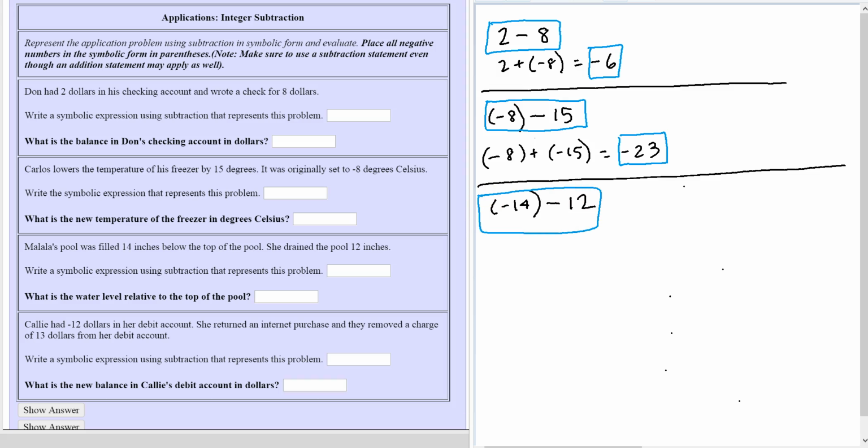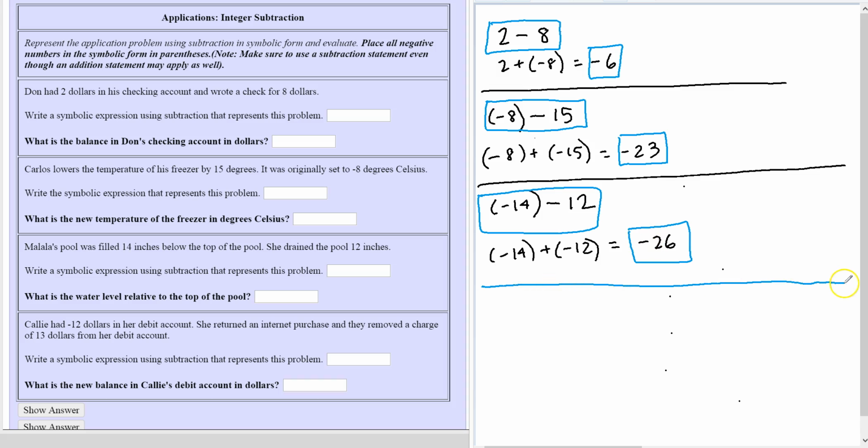And then we'll compute our result. This is the same as negative 14 plus negative 12, which is negative 26 inches. So this is our final result. So that's the new water level relative to the top of the pool. It's 26 inches below the top of the pool.